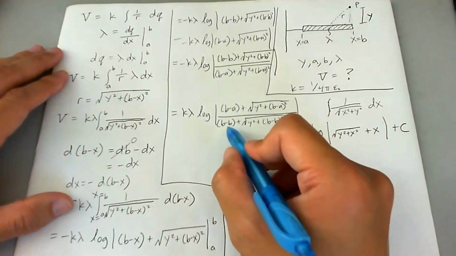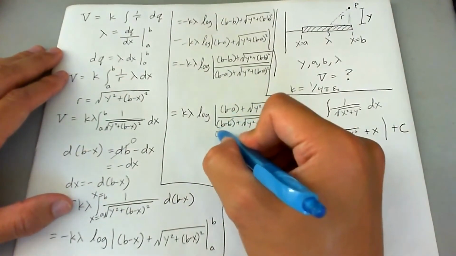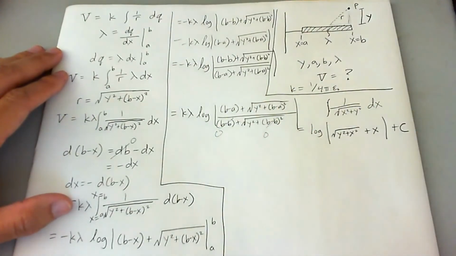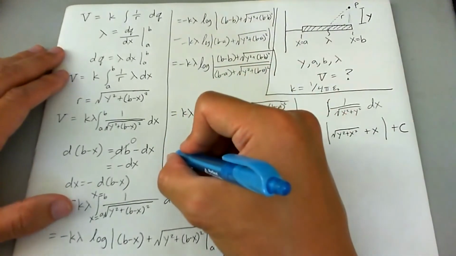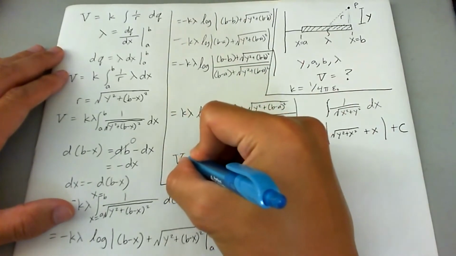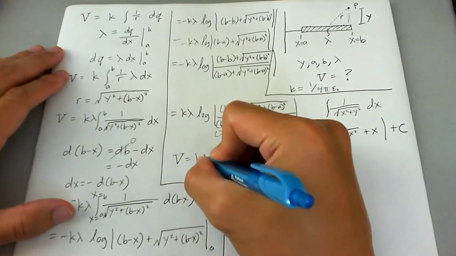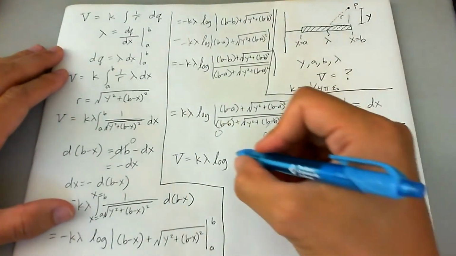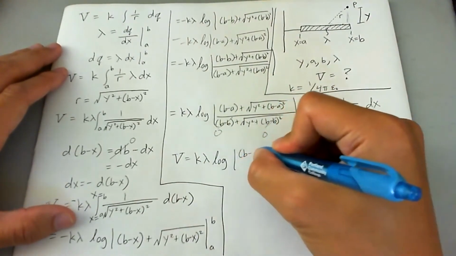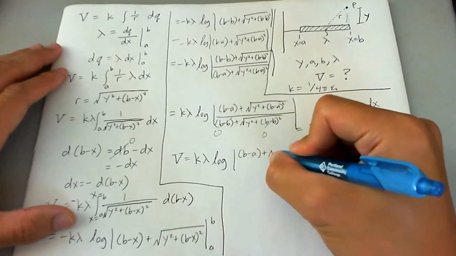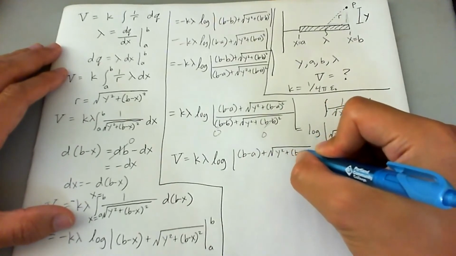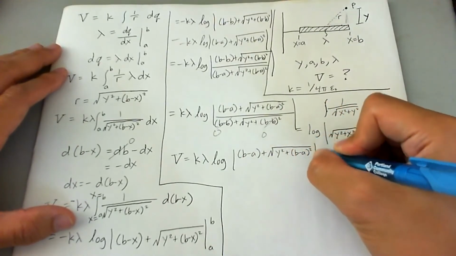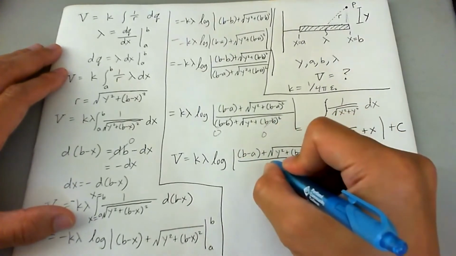Now let's simplify. b minus b is 0. b minus b is 0 in here as well. This y squared is square rooted to become y in the denominator. So finally, the answer becomes k lambda log of b minus a plus the square root of y squared plus (b minus a) squared, divided by y.